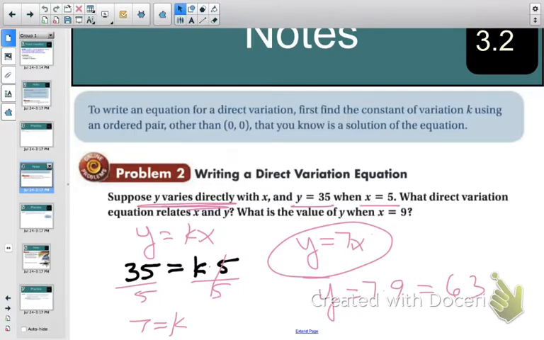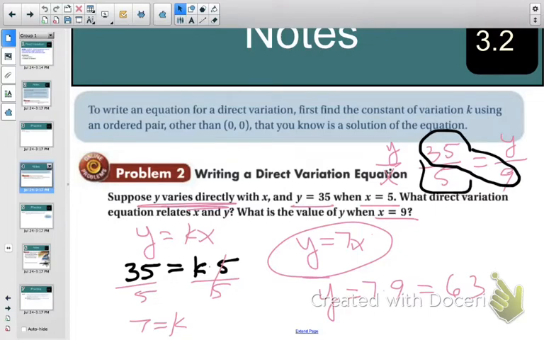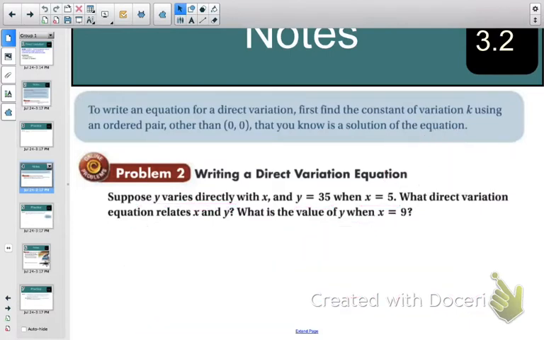You could also use proportions to solve this, because direct variations are proportional. So I could have said 35, I'm going to do y over x. So 35 over 5 equals, I know x is 9, so y over 9. And then solve your proportion by cross multiplying. So 35 times 9, divided by 5, and you should get 63 again. So you can do that. You can also just plug it into the equation, whatever floats your boat.